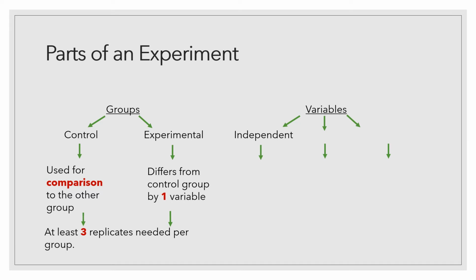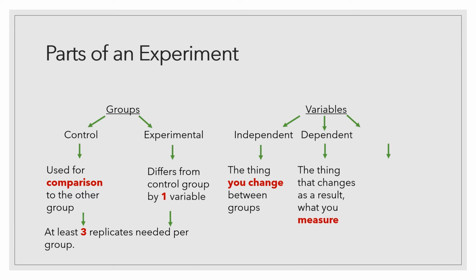So first, we have the independent variable. This is the variable that you change between groups. It's the one thing you can control, okay? And then our second variable is the dependent variable. The dependent variable is the thing that changes as a result, and you can measure this. The dependent you can measure, and recapping, independent you can change. You yourself, the scientist, the student, can change that variable.